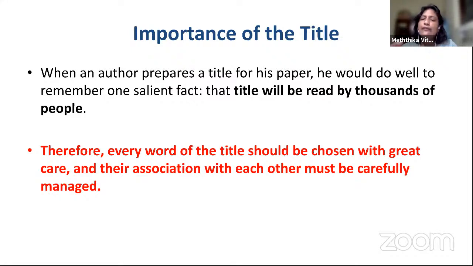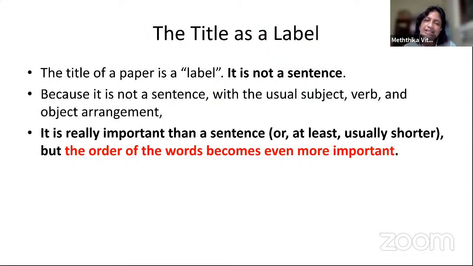That is the label of your work, label of your research. I told you, title, abstract, and keywords are the advertisement of your research. So among those three, title is the label of your research. It is not a sentence. Remember, it is not a sentence. Title doesn't have subject, verb, object, all these things. Title is a label. It is a phrase. It is not a sentence.